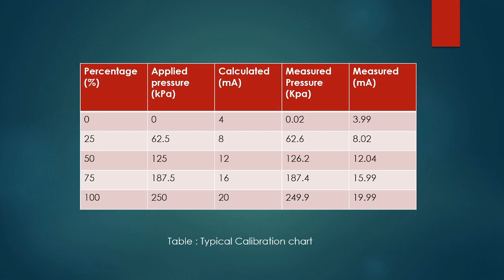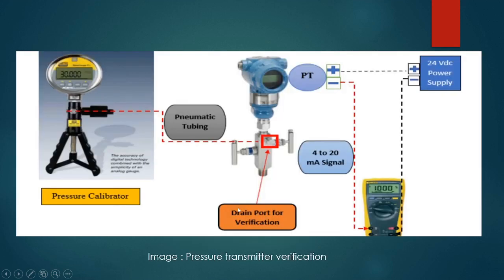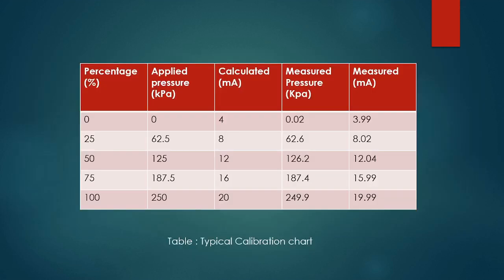Once that is done, we proceed to do the span adjustment, wherein you put 100% of the pressure, which in this case is 250 kPa, and in this particular example, you're supposed to get a milliamp output of 20 milliamps at the multimeter display. Again, if there is a considerable variation in the display from 20 milliamps, what we do is we adjust the pressure transmitter using the span knob present in the pressure transmitter backside. Once the adjustment is made and we bring the value to 20 milliamps, for this particular example, we are done with the zero and span calibration.